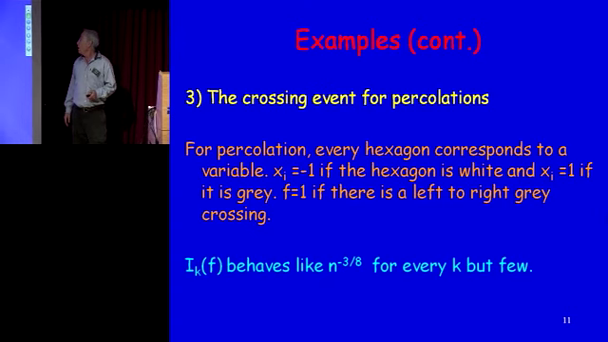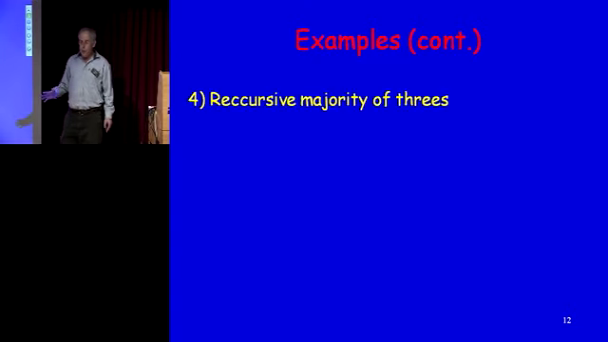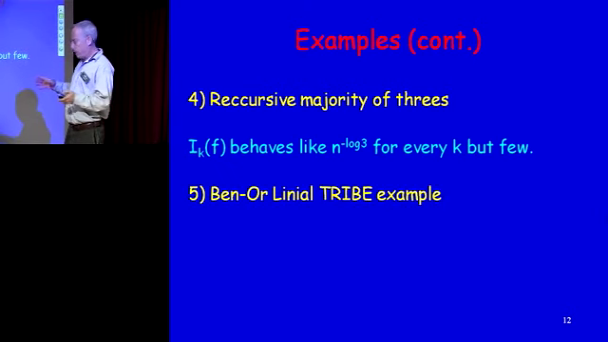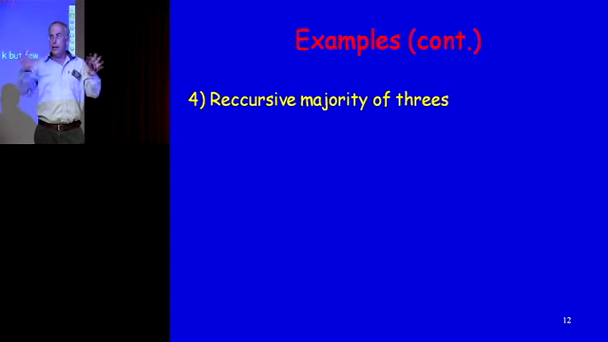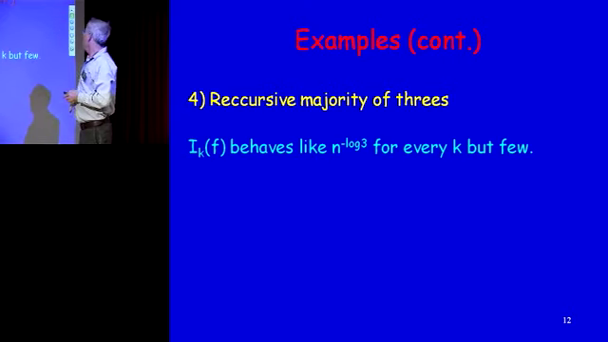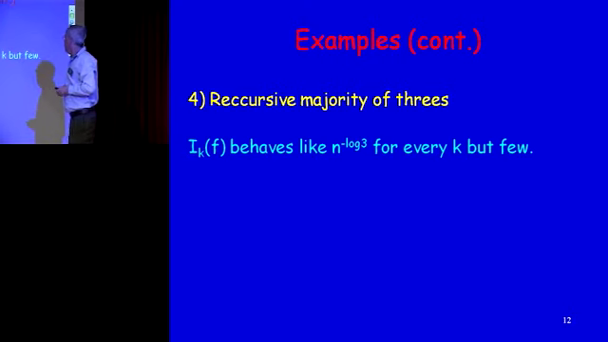So here is the example of recursive majority of 3s. Here you have something like majority, except you divide the society into 3 parts. Say you divide your country into 3 states, and then you divide each state into 3 counties, and each county into 3 cities, and each city into 3 neighborhoods, and each neighborhood into 3 streets, and each street into 3 buildings, and each building into 3 houses, and each house into 3 apartments, and each apartment into 3 people. And then you take majority recursively upwards. Okay, so I hope this explains what this function is. And here, i_k of f behaves like n to the power minus log of 3 to the base 2.